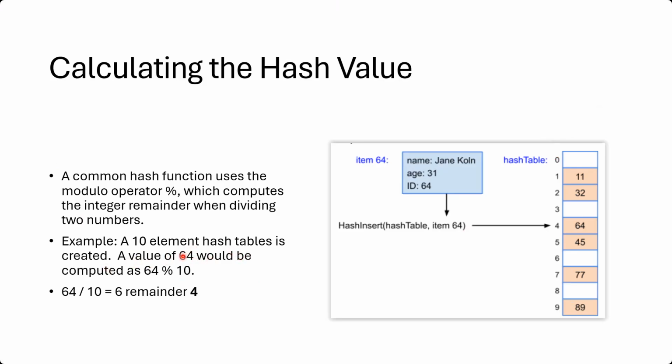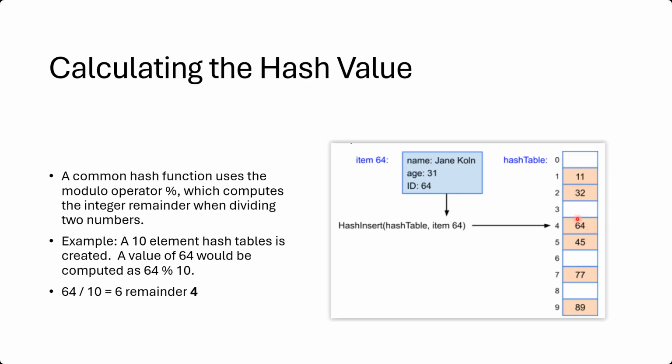We'd say 64 divided by 10. Well, it's actually 64 modulo 10. So that means 64 divided by 10 equals 6 remainder 4. We don't care about the 6. We're only looking for the remainder. That's our modulo. So that means we're going to find bucket 4 and we're going to drop our 64 into it. That's it. That's how we calculate it.